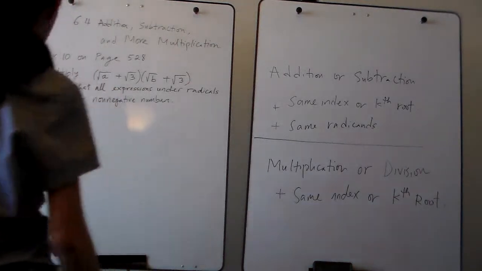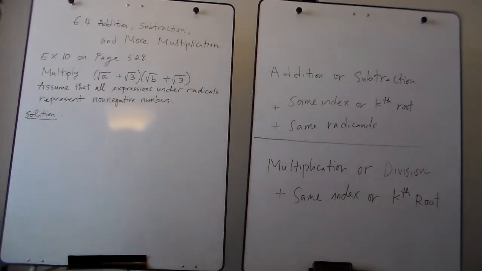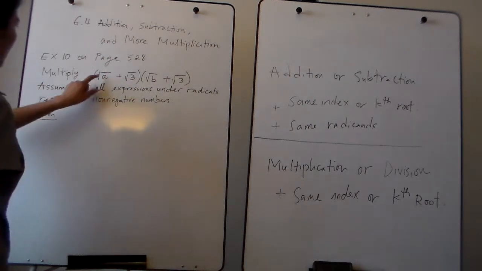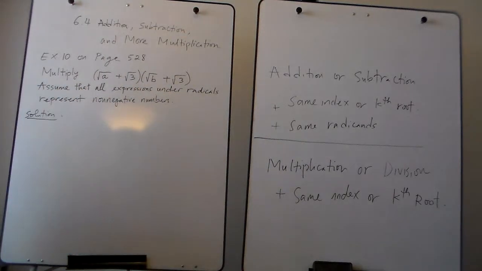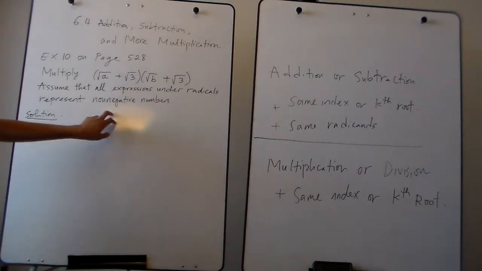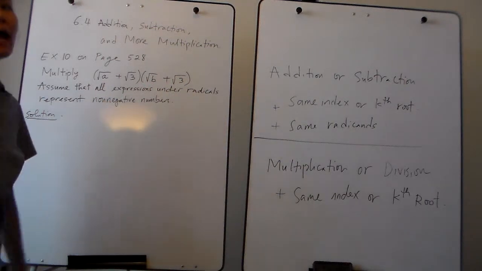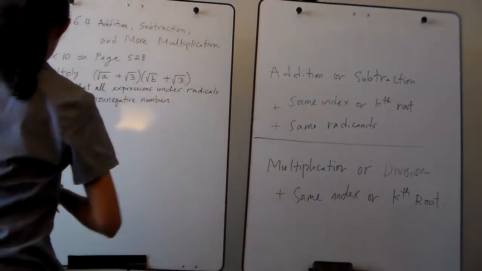Example 10 on page 528: multiply the two factors, and each factor has two terms inside. Assume that all expressions under radicals represent non-negative numbers, meaning the variables A and B under the radicals are greater than or equal to 0. They both are not negative numbers. So, solution.